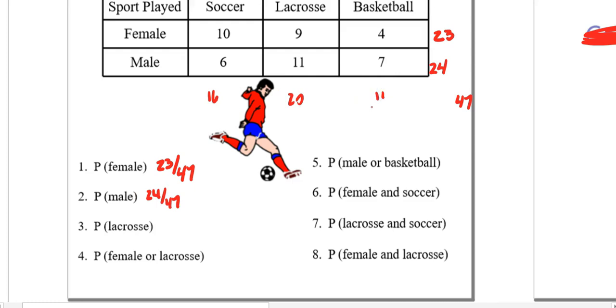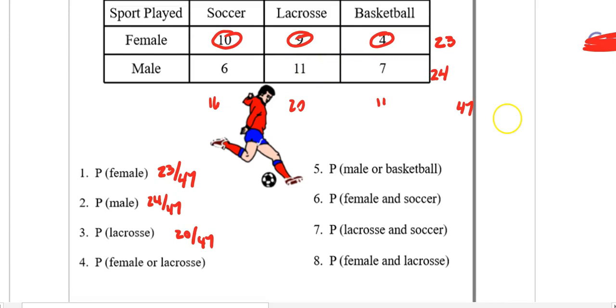Female or lacrosse players. So let's think about circling these. If we circle female players, there's a female player, there's a female player, there's a female player, or they can play lacrosse, which means it could be this one or this one. So we need to add up all those females and those lacrosse players that I just circled. If we add all those up, we're going to get 10 plus 9 is 19, 23 plus 11 is 34 out of 47.